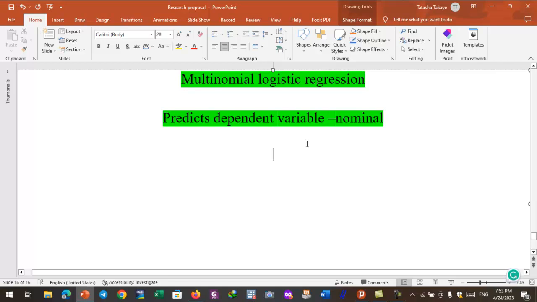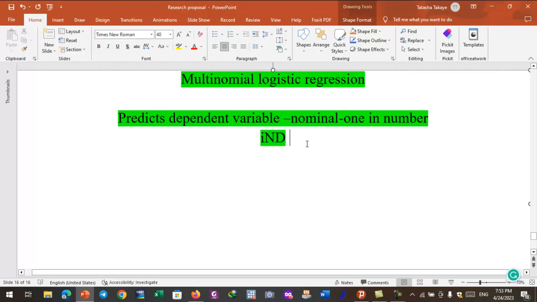As I have said, the dependent variable is just one in number, and the independent variables can be one or more.